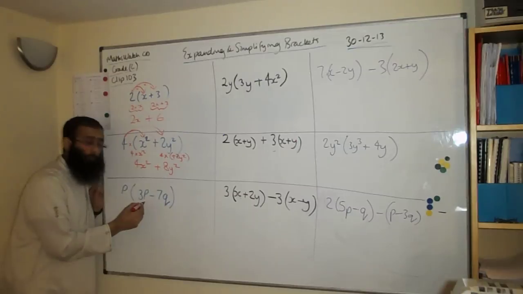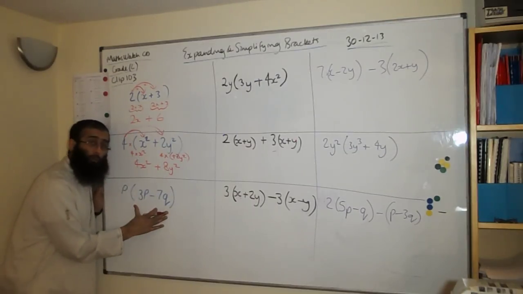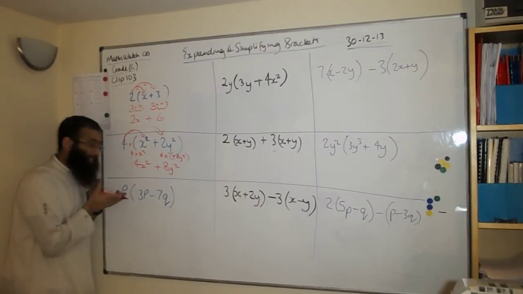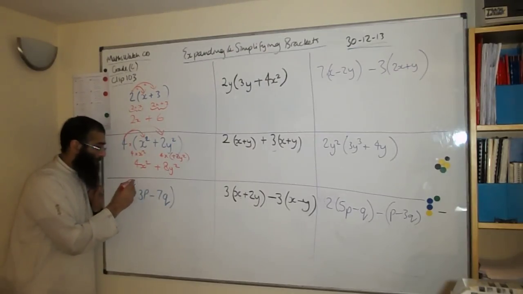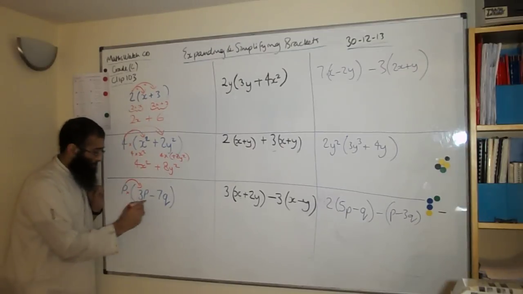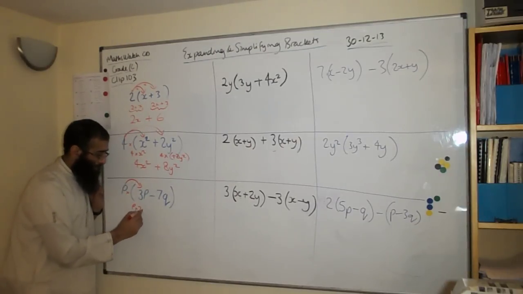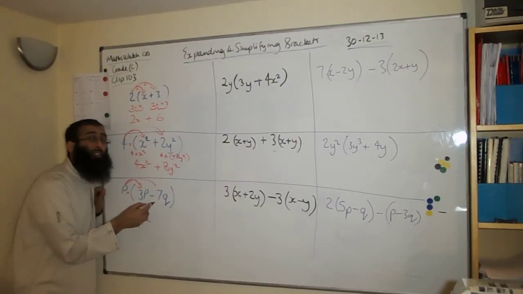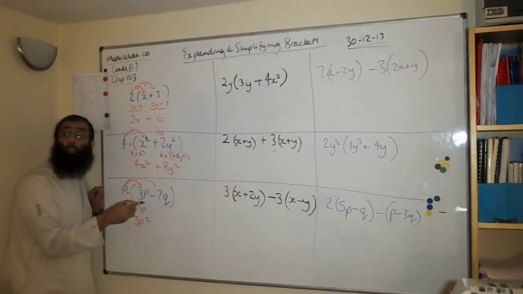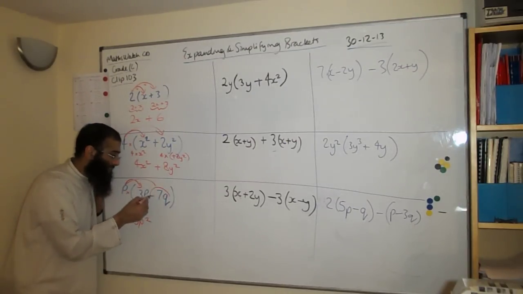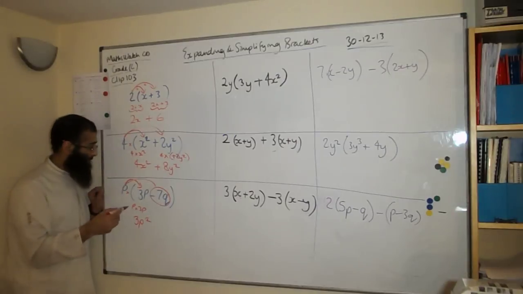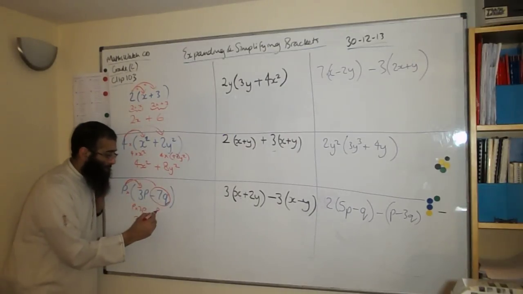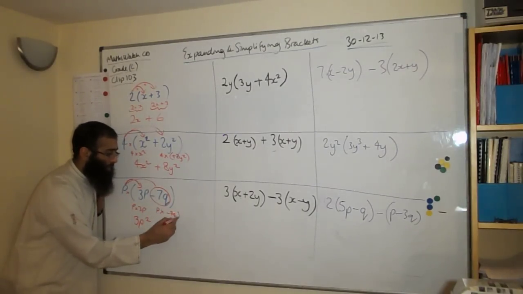Okay. Next question on the bottom, we have p. We have 3p minus 7q inside the bracket, all held together by a times by p. So the p we multiply by the first item, p times 3p. That will give us, Hassan, 3p squared. Then p times, not 7q. It's not p times 7q, it's p times minus 7q. That sign is absolutely imperative.